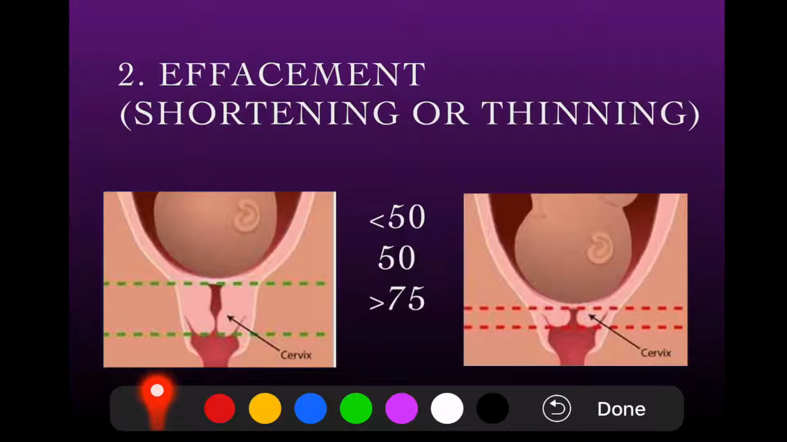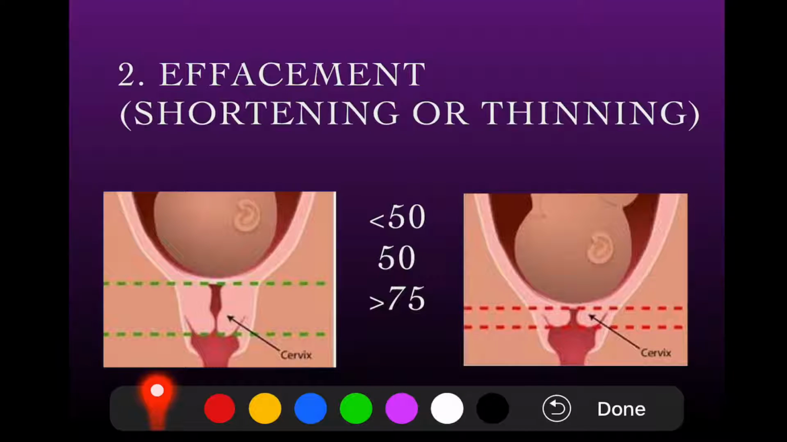Effacement means thinning of the cervix. This cervix is first thick and long, while the other is thin and short. So thick and long is a low Bishop score. Effacement means thinning and shortness. When the cervix becomes short and thin, we have a high Bishop score.